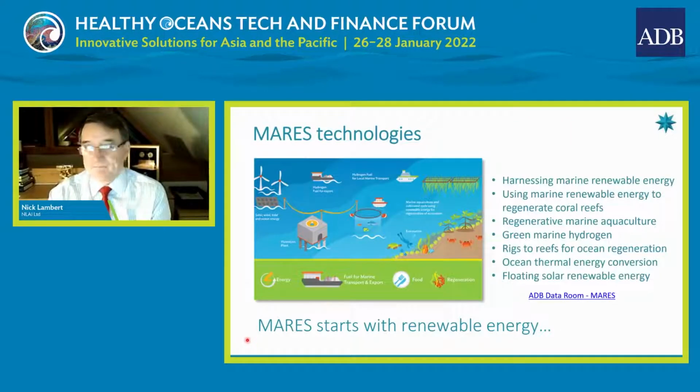The technology is already here, and we've heard a lot about them over the last year in the MARES program. There's a link here for the ADB data room, which we can share afterwards. We've heard all about different kinds of marine renewable energy and how we can use that to regenerate coral reefs, how we can use it to create marine aquaculture. I talked about hydrogen and ammonia, how we can move from rigs to reefs to give us a more regenerative ocean approach, and about ocean thermal energy conversion. And we're going to hear about floating solar from Agostino in a moment. So the point about this slide is that MARES starts with renewable energy. That's the basis of this. Let's move off carbonaceous electrical generation and onto renewable energy.